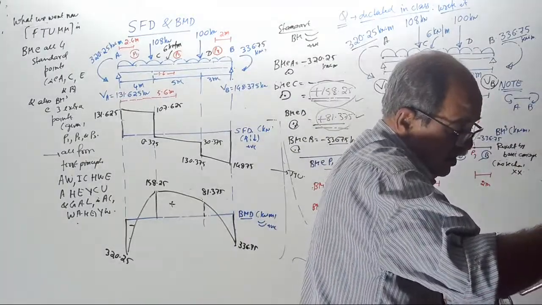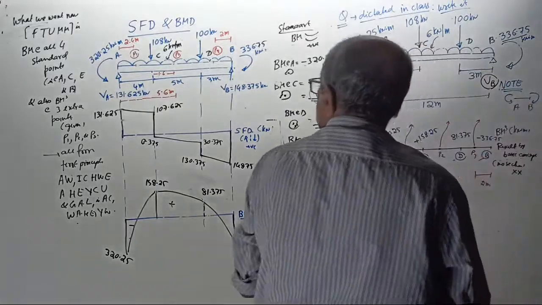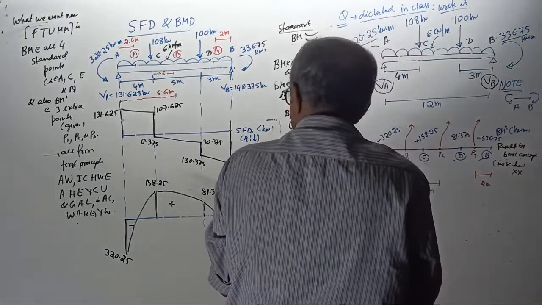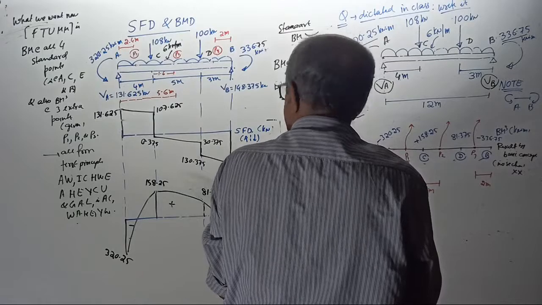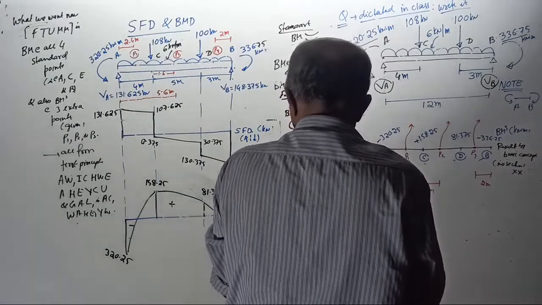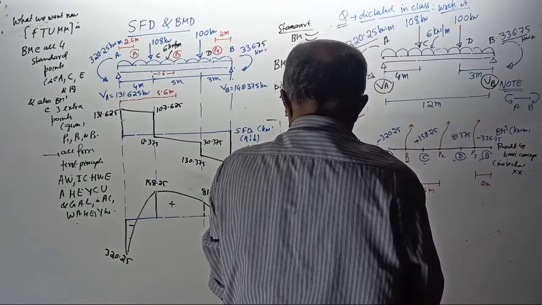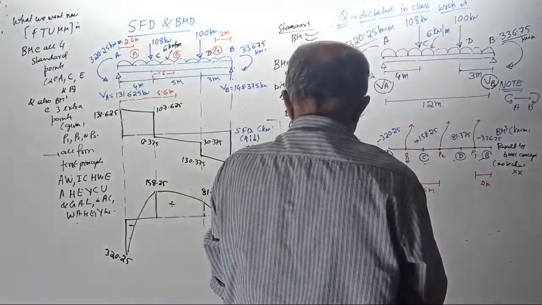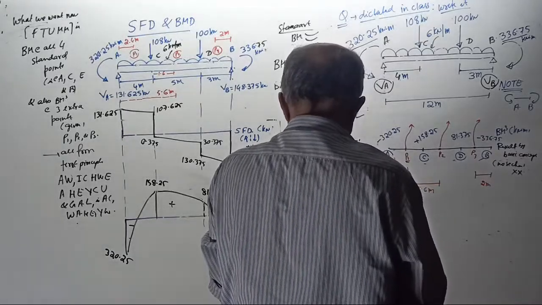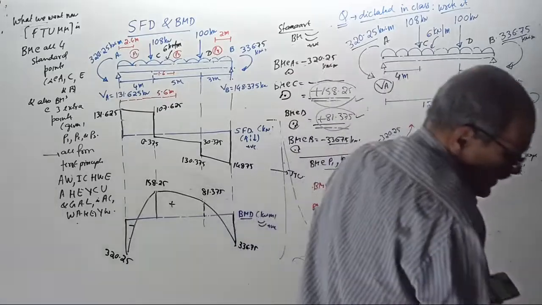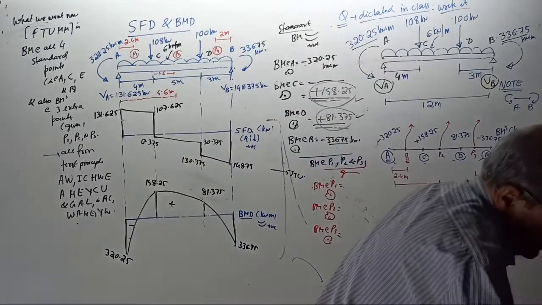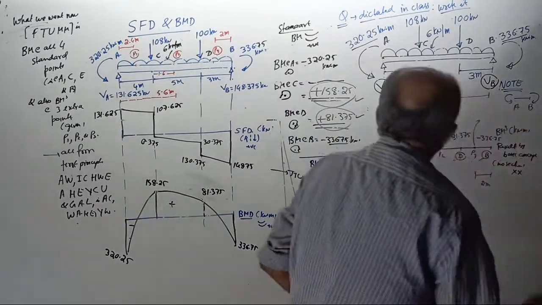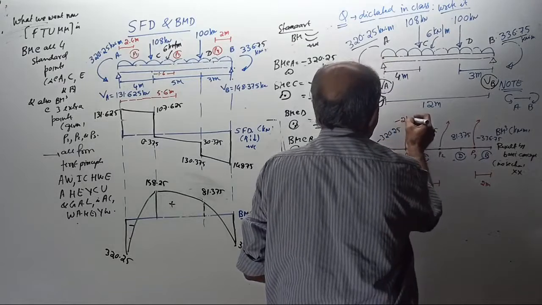50.37. I don't know. My calculator problem. One minute now. Minus 320.25 plus 131.625 into 2.4 minus 6 into 2.4 into 2.4 by 2 is minus 21.63. Is it correct, your answer? Very good. It is minus 21.63.